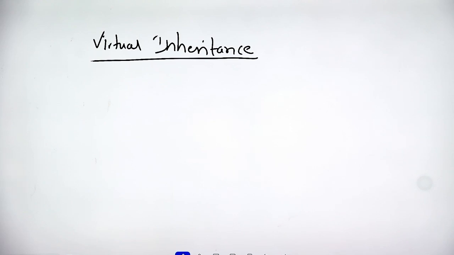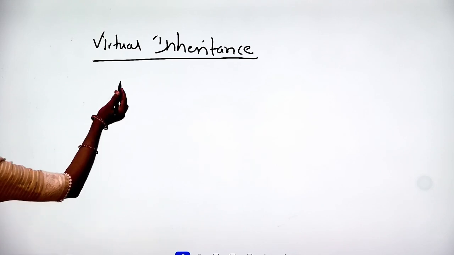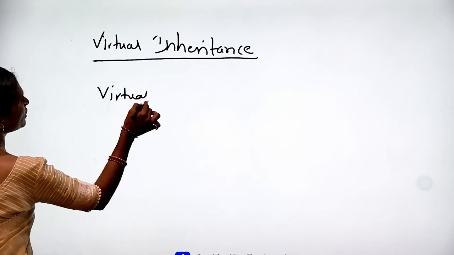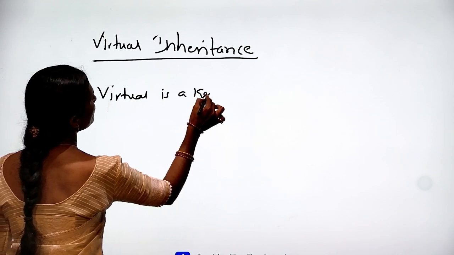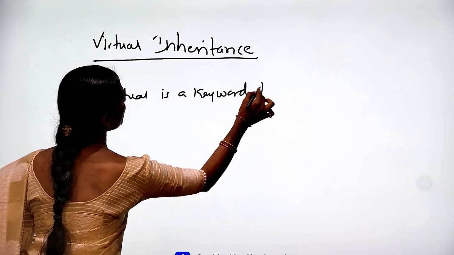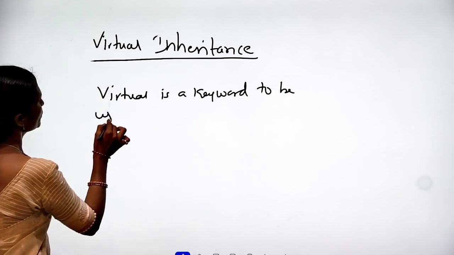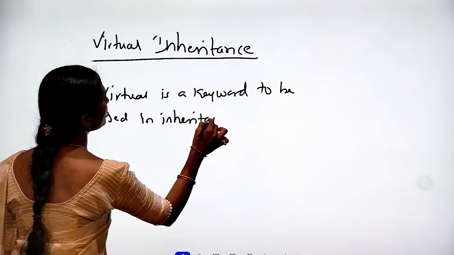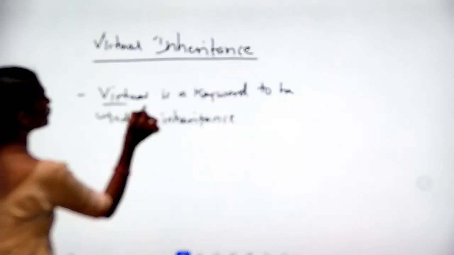Good morning. Today we are going to learn the new concept of object-oriented programming, that is virtual inheritance. Virtual is a keyword to be used in inheritance. While inheriting, we have to use the keyword virtual.